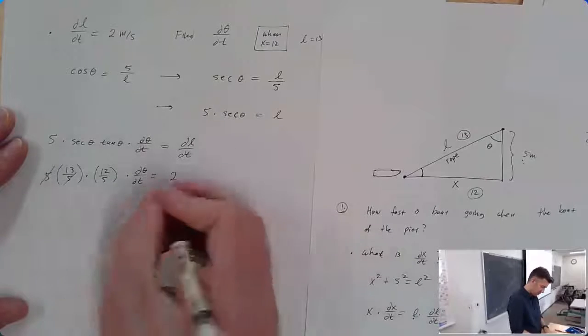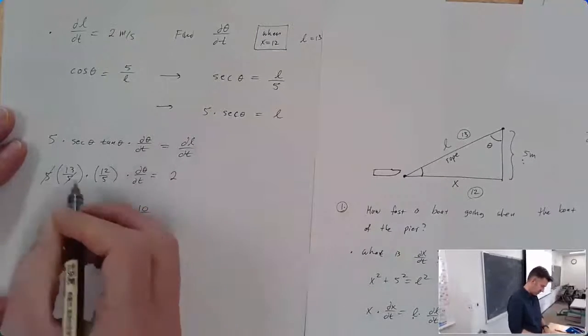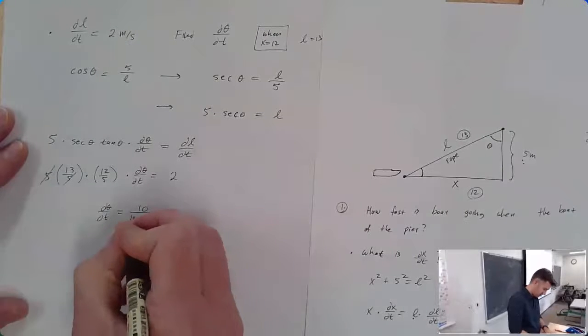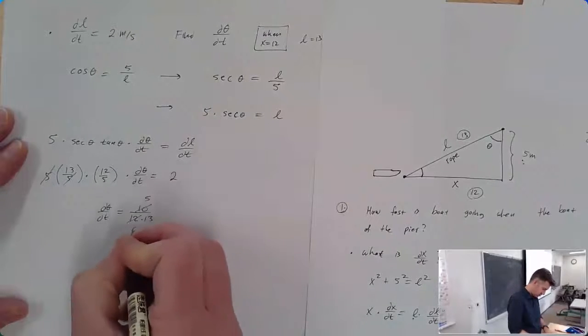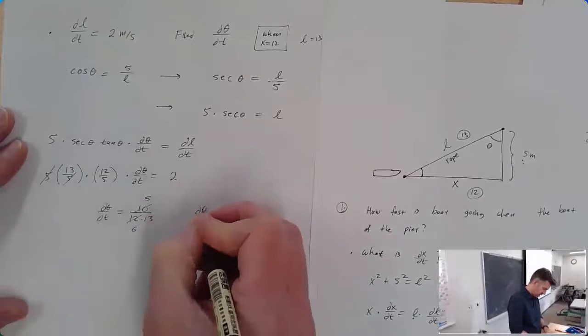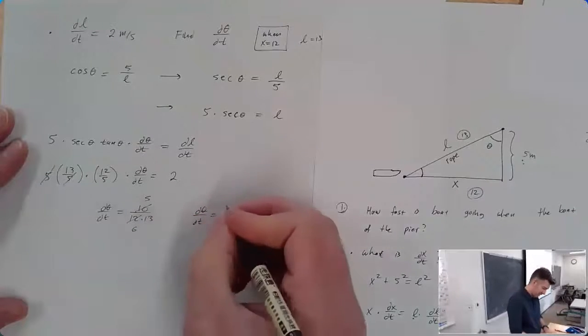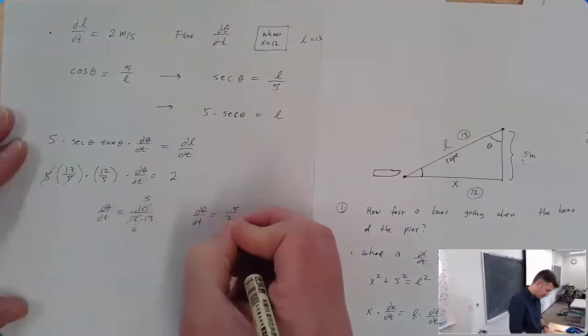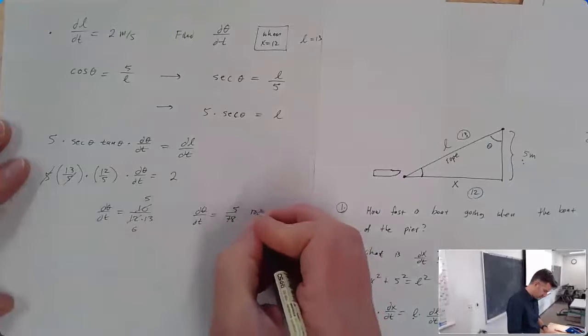So multiply both sides by 5. Divide both sides by 12 times 13. Cancel. And then you're going to get d theta dt is equal to 5 over what? 78. 5 over 78, radians per whatever my unit of time was.